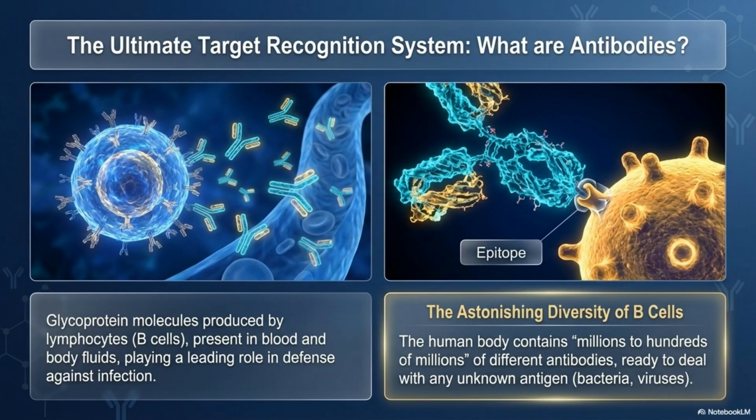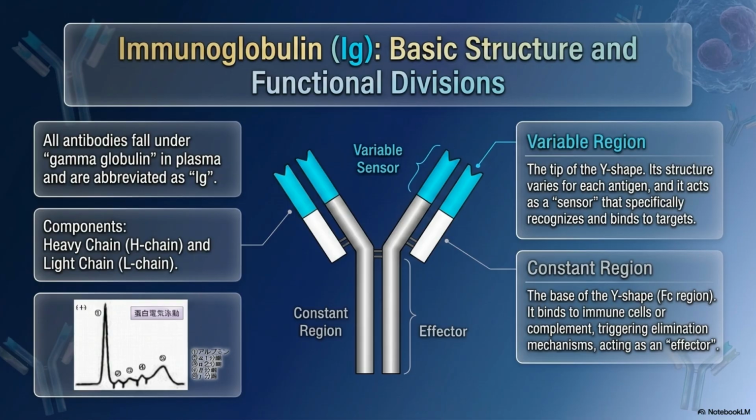First, let's address the question, what exactly is an antibody? Antibodies are specialized glycoproteins produced by B cells, a type of white blood cell. The human body possesses millions to hundreds of millions of distinct antibodies. This ultimate target recognition system allows them to pinpoint specific regions called epitopes, ensuring we can counter virtually any unknown pathogen or virus.